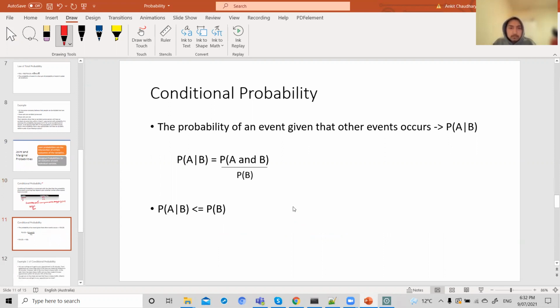This is the formula for calculating conditional probability. The probability of A given B is the probability of A intersection B divided by the probability of B. So this is the formula for conditional probability. Here you can see that your denominator will always be this part. If it is B, the denominator will always be B.